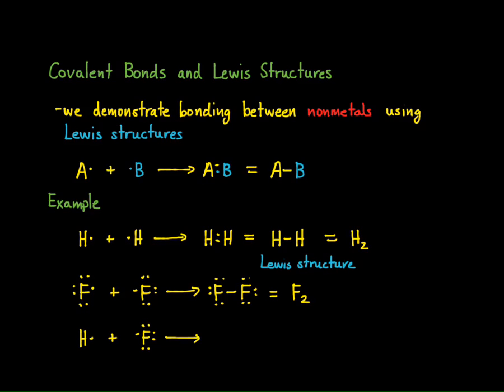And when they come together, the two non-paired electrons will come together to form a covalent bond. And we represent it like this. So this is the Lewis structure of hydrogen fluoride.